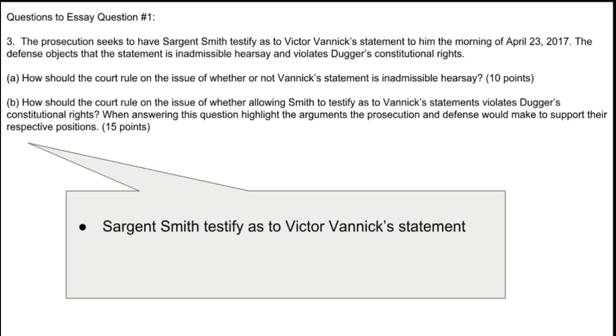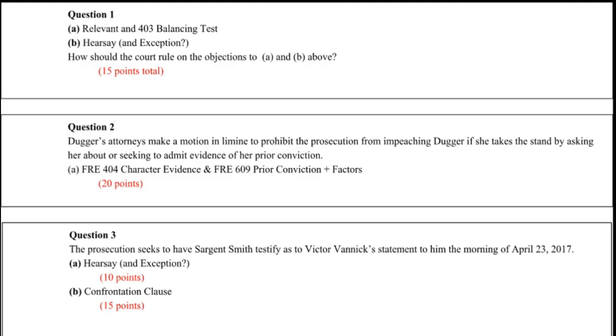So we know Sergeant Smith is testifying as to what someone else said, Vannick, so we know this is hearsay because the call of the question told us, and we know it's going to be a confrontation clause issue because that's how it would violate Duggar's constitutional rights. But here, understand that now you'd have to go back into the initial fact pattern to suss this out, to see what the facts say about these two particular issues. But get this. Question 1 is about hearsay and relevancy. Question 3 is about hearsay and confrontation clause.